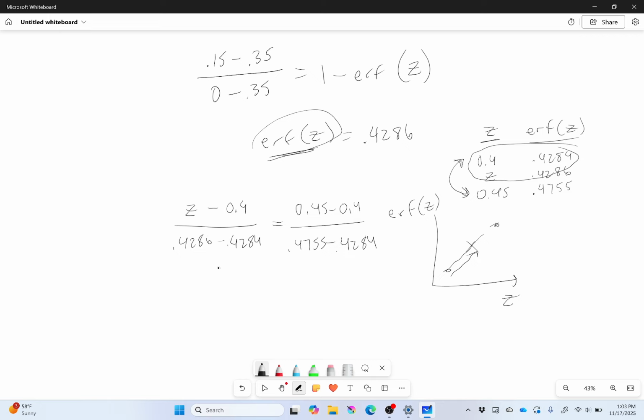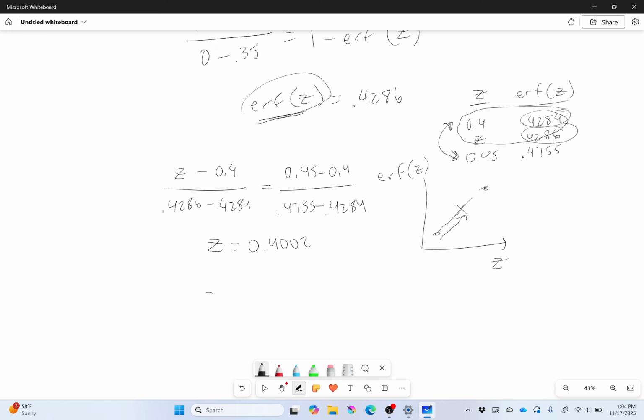So when I solve this, I get that z is, who would have guessed, very, very close to 0.4, 0.4002. I really could just guess that from the beginning because these two values are so close that I could have said, you're close enough, I'm just going to say 0.4. I wanted to show you some interpolation though, which is why I didn't. So that's my value of z.